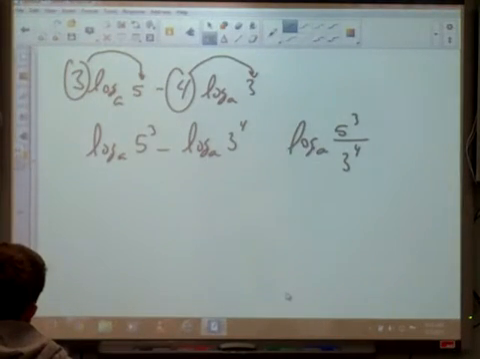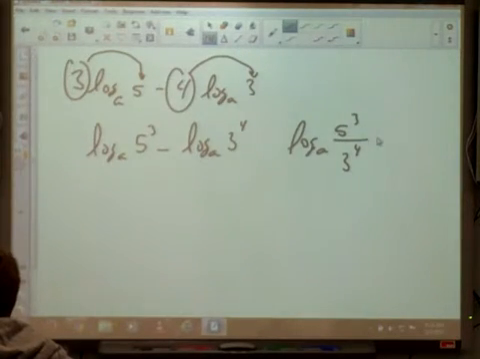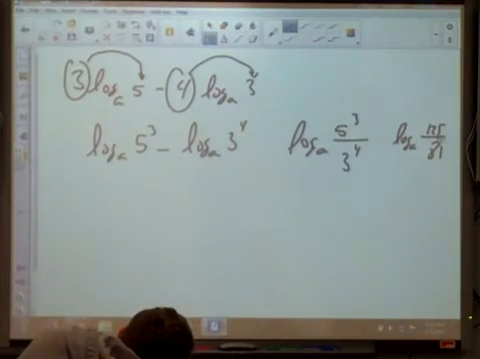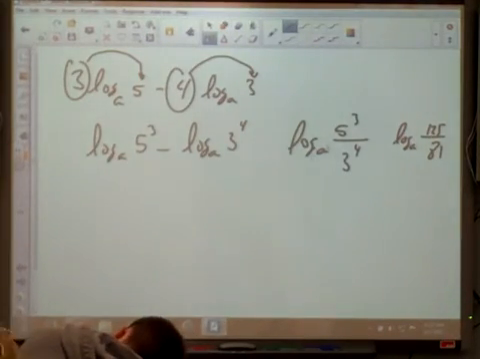You know your test is going to be multiple choice. If that's not a choice, then go ahead. 5 cubed is 125. And 3 to the 4th is 81. So either one of these is correct. You do whatever you have to do to find the right choice on the test.